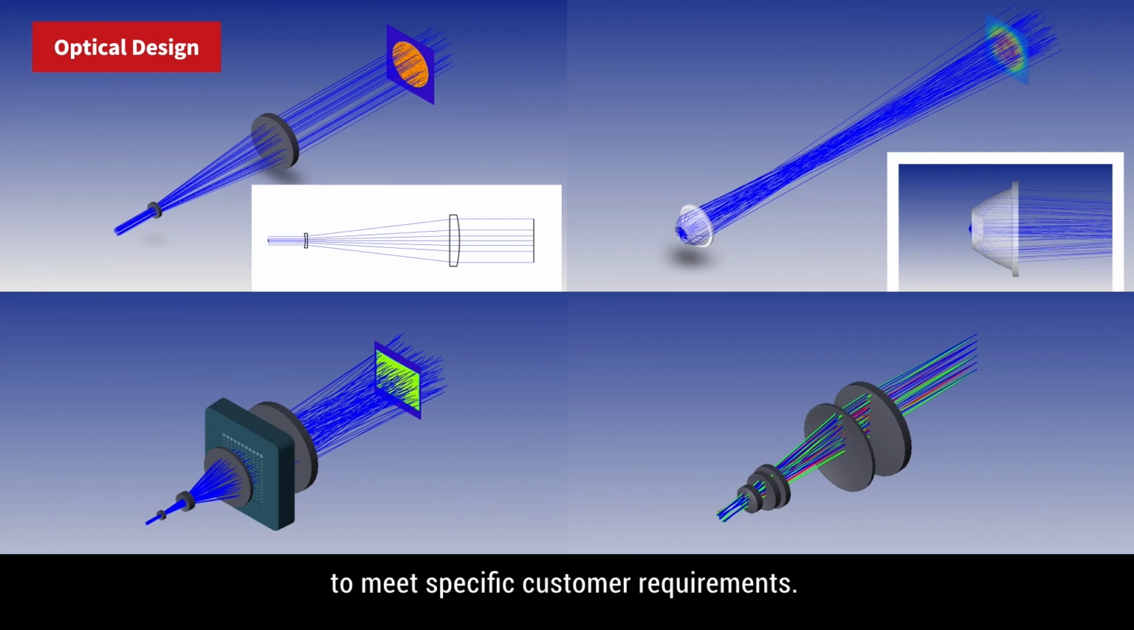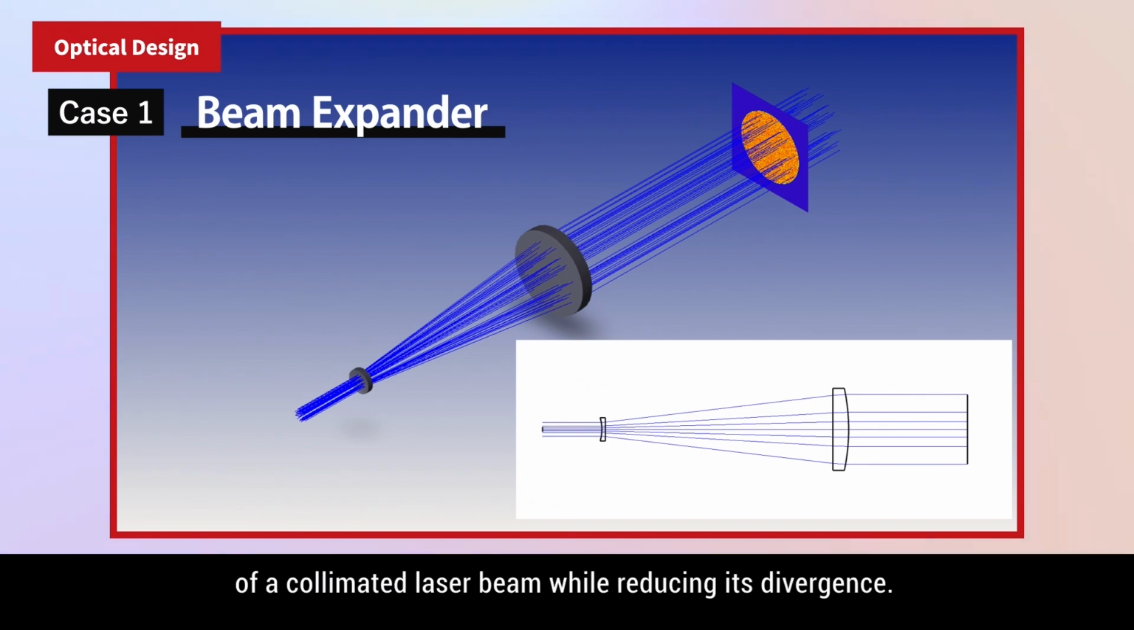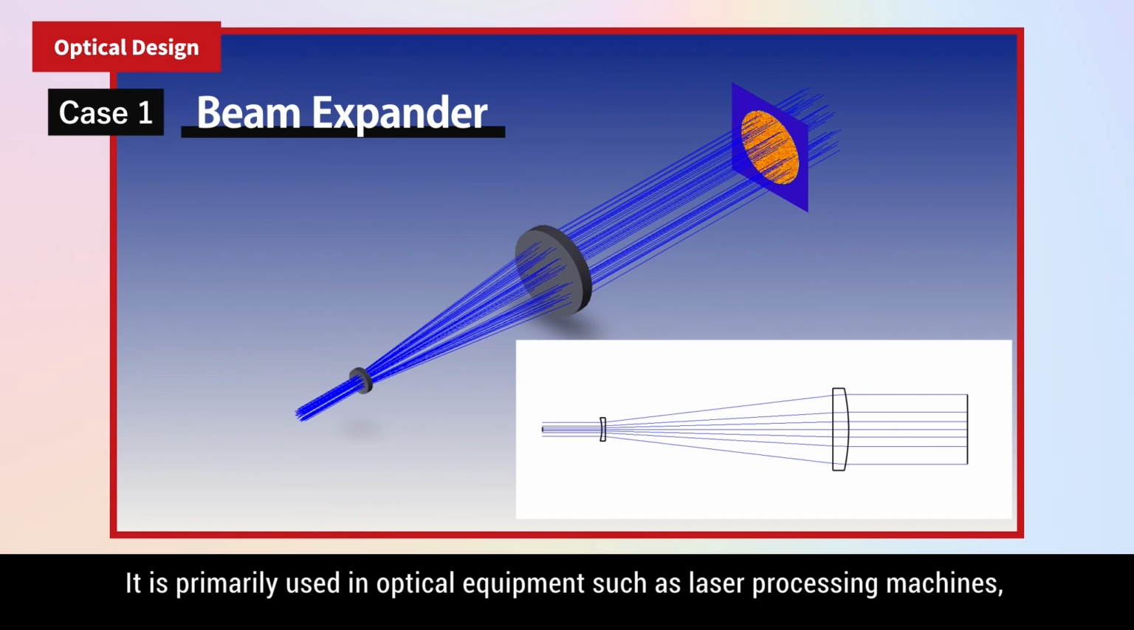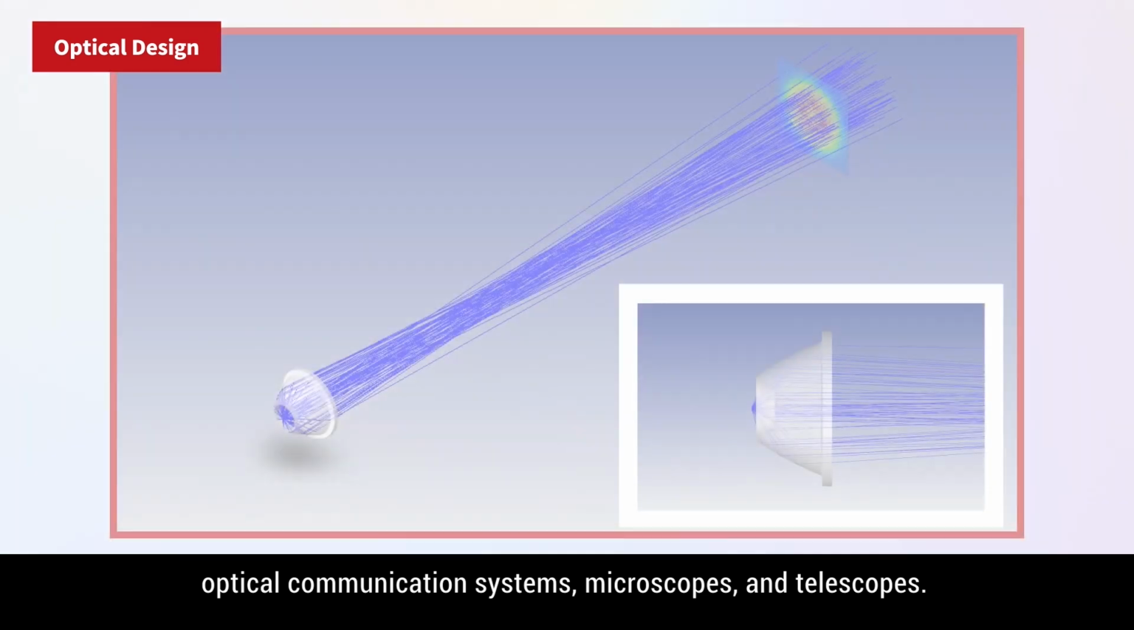A beam expander is an optical system designed to enlarge the diameter of a collimated laser beam while reducing its divergence. It is primarily used in optical equipment such as laser processing machines, optical communication systems, microscopes, and telescopes.